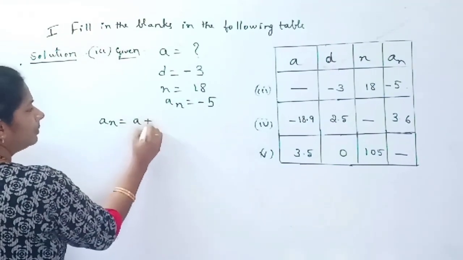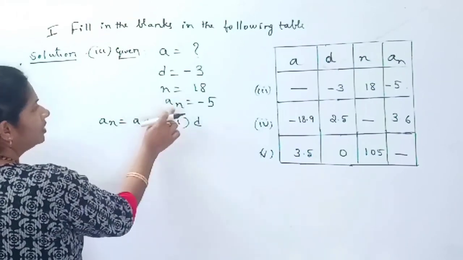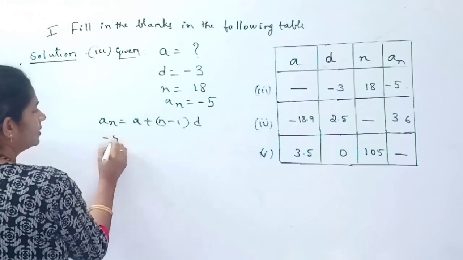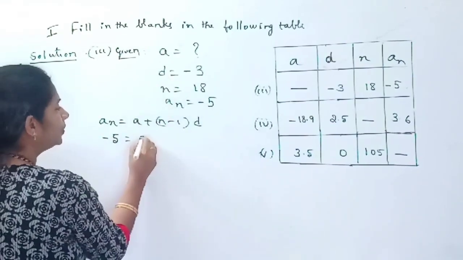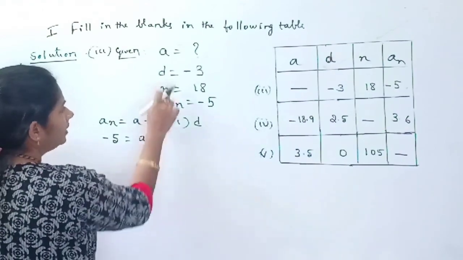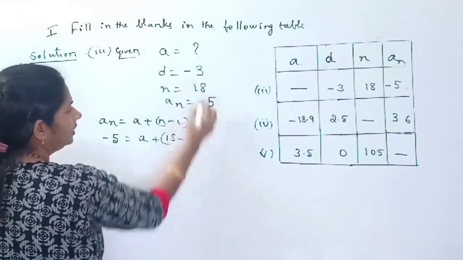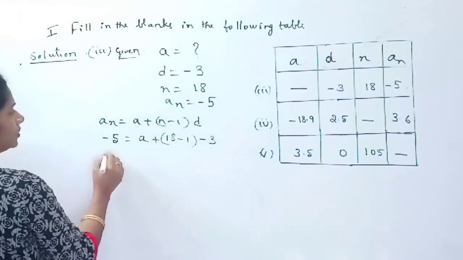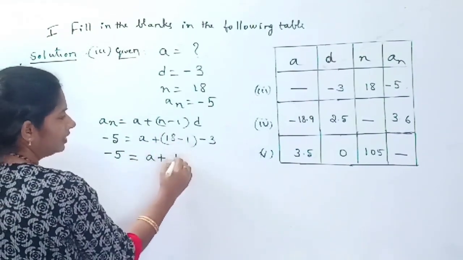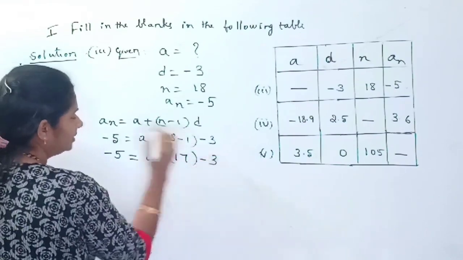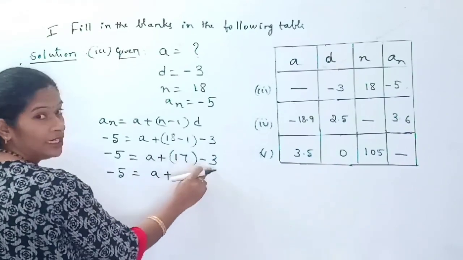AN equal to A plus N minus 1 into D. Then substitute the values, children. AN value is minus 5. Substitute in place of AN. Minus 5 equal to A, we don't know A, right, so A as it is, plus N minus 1, N is how much? It is 18 minus 1 into D. D value is minus 3. So minus 5 equal to A plus 18 minus 1, it is 17 into minus 3. So minus 5 equal to A plus of 17 into minus 3.